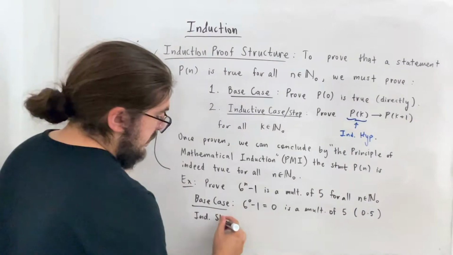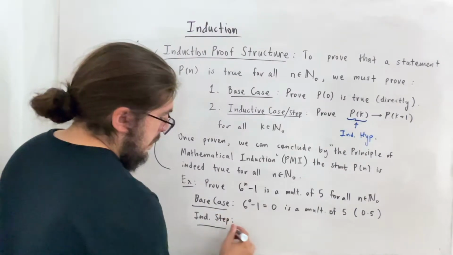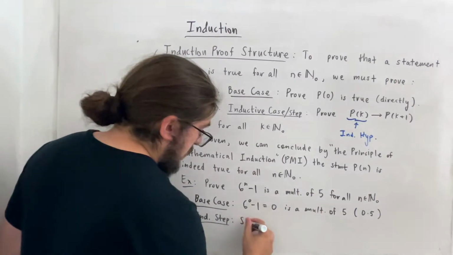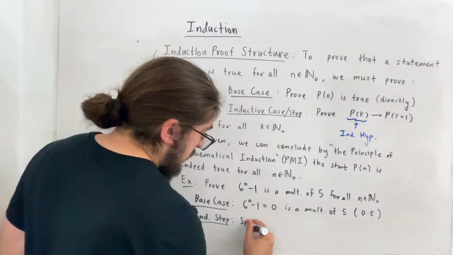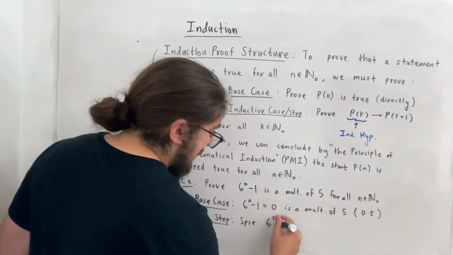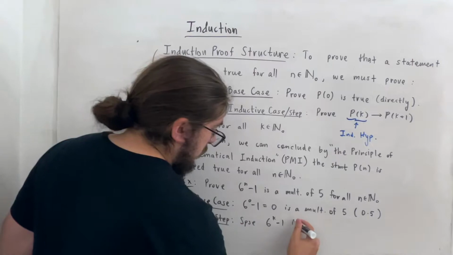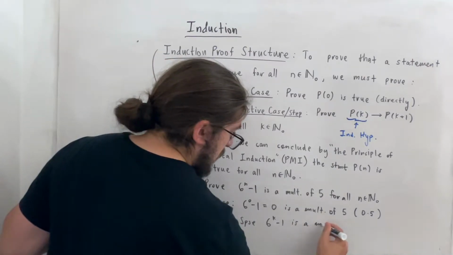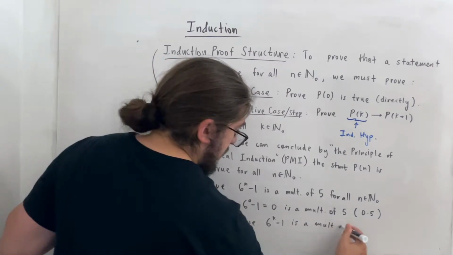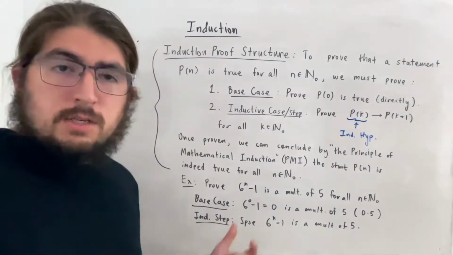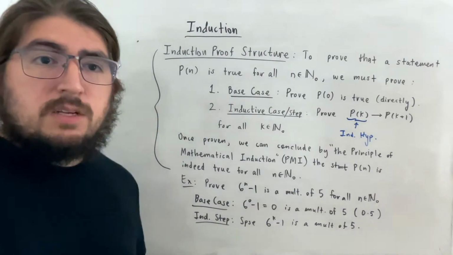And now we're going to get into our inductive step. So let's suppose, we're assuming again the inductive hypothesis. So suppose 6 to the k, minus 1, is a multiple of 5. Okay. What does that mean? So we're assuming this, but now let's actually dive into what this means.